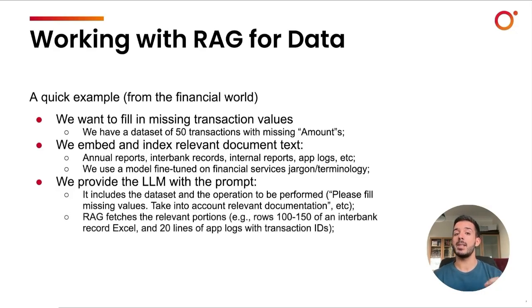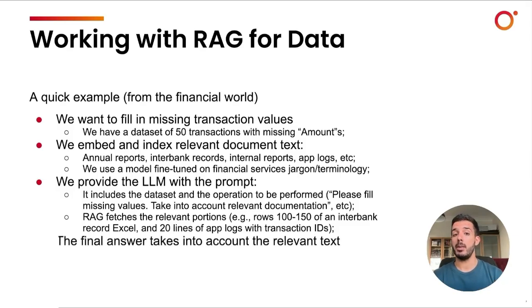And what's going to happen is the RAG mechanism, before delivering the prompt to the LLM, is going to fetch the relevant portions, such as, for example, rows from 100 to 150 of an interbank record Excel file, or 20 lines of application data logs with transaction IDs, or anything else that may be relevant. And then the final answer simply takes into account the relevant text, right? The amounts are filled based on the document text that we have retrieved. It's as if we are including the prompt, the dataset to fix, and magically the most appropriate piece of content that is going to help us here.